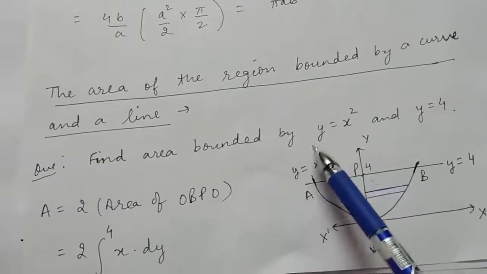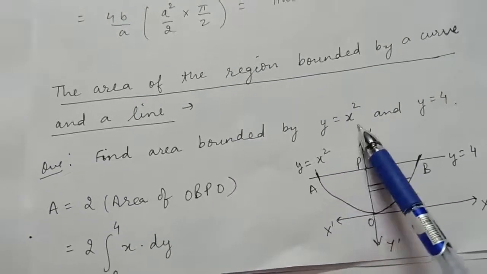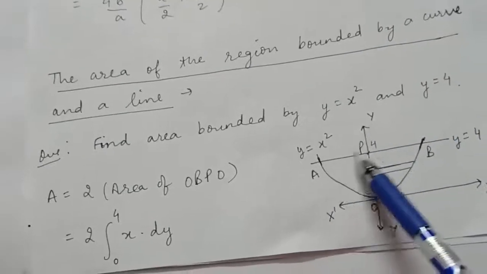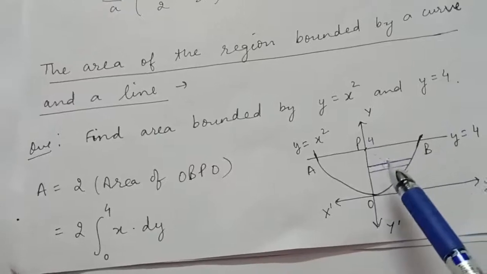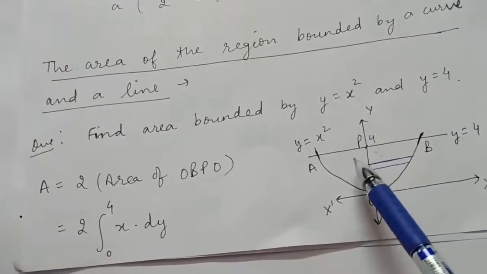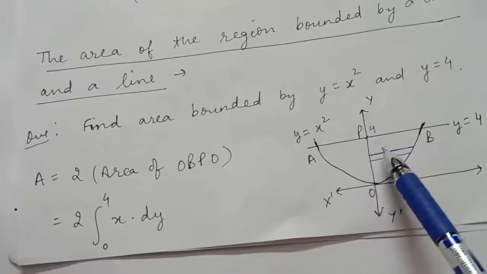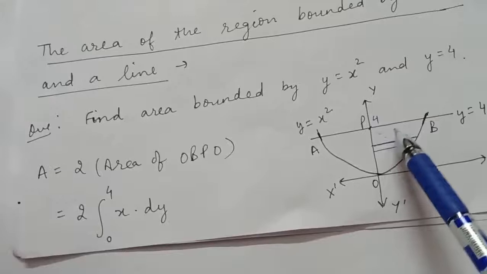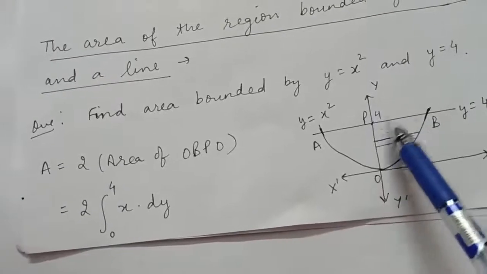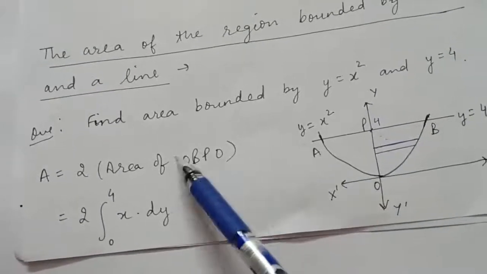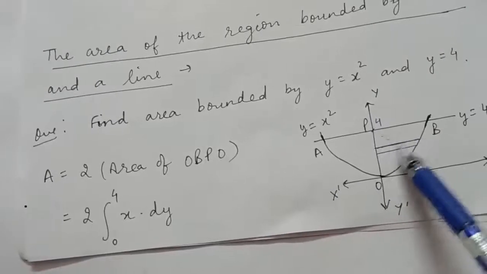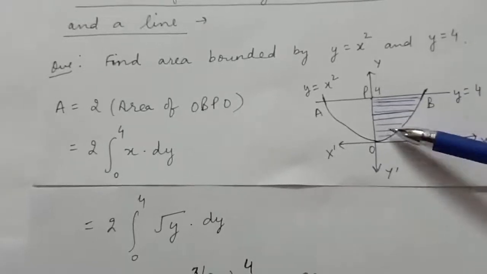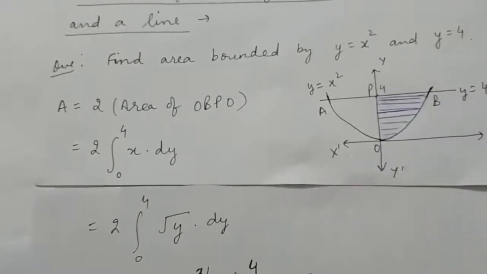So suppose you have to find the area of y is equal to x square, that is this parabola, and the line y equal to 4. Now because we know the parabola is symmetric about the y-axis, right? So the area of this complete region will be equal to twice the area of OBPO, right? So the area will be twice the area of this region OBPO.